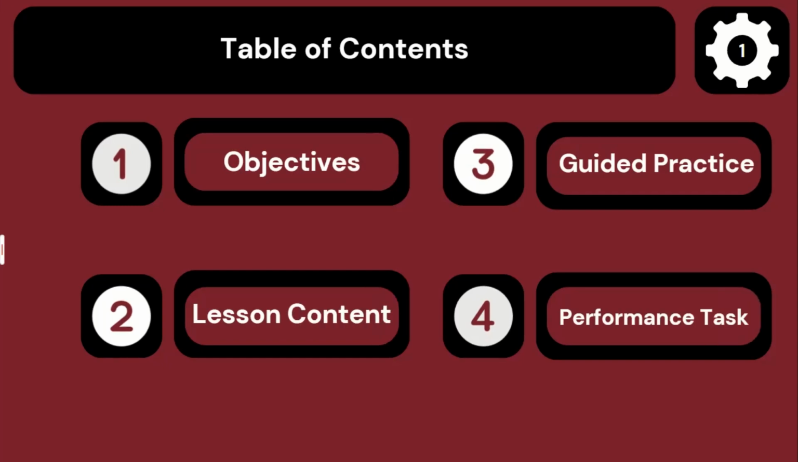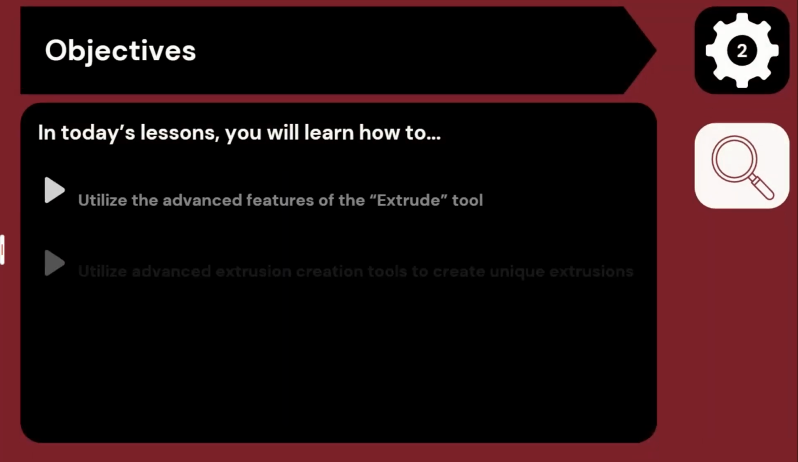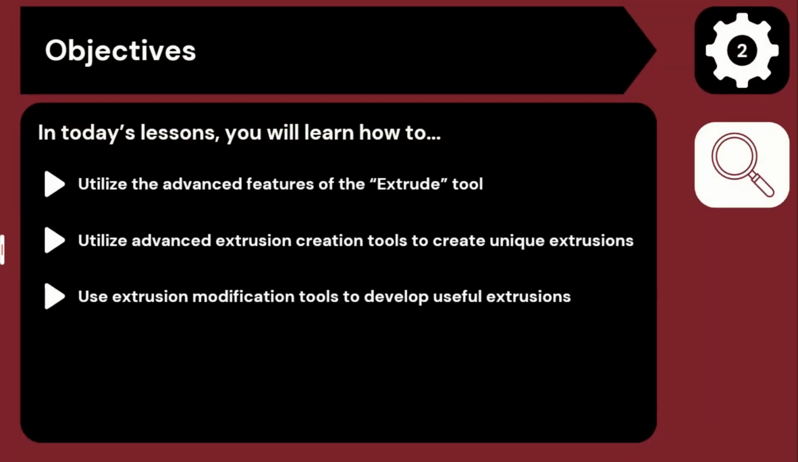So let's look at the table of contents. We'll be taking a look at objectives, then lesson content, guided practice after that, and you guys will be doing a performance task to practice your skills. Objectives. In today's lesson, you will learn how to utilize the advanced features of the extrude tool, utilize advanced extrusion creation tools to create unique extrusions, and you will be using extrusion modification tools to develop useful extrusions.